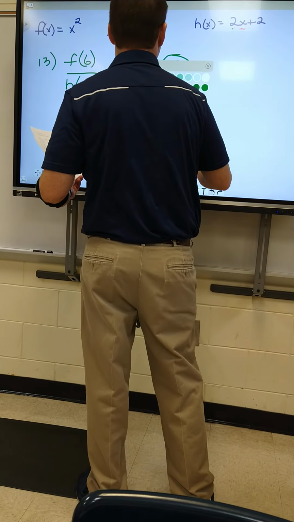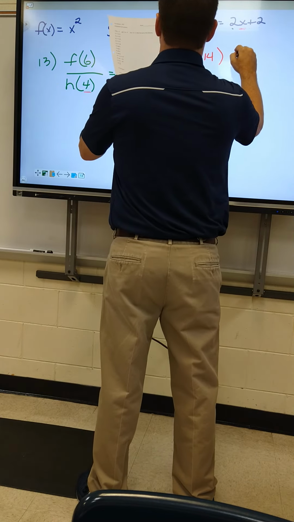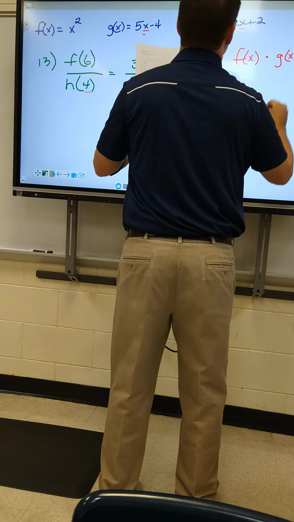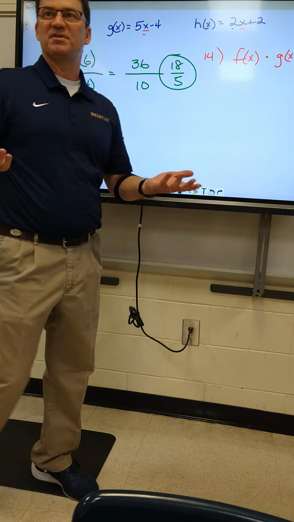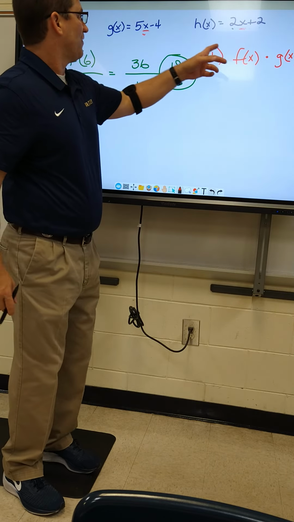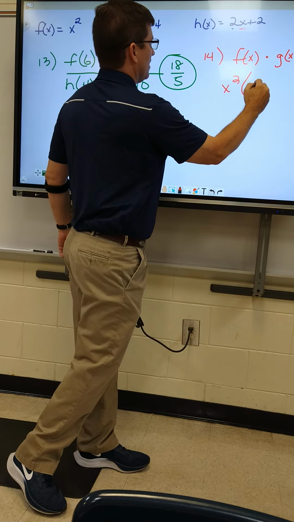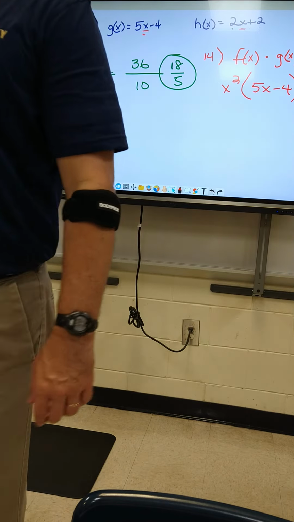All right, let's go to 14. It says f of x times g of x. How do you know 14's multiply? Because they got parentheses. That means times. So they want you to write the f of x in the front. G of x comes second. Now, see if y'all can distribute that and get an answer.